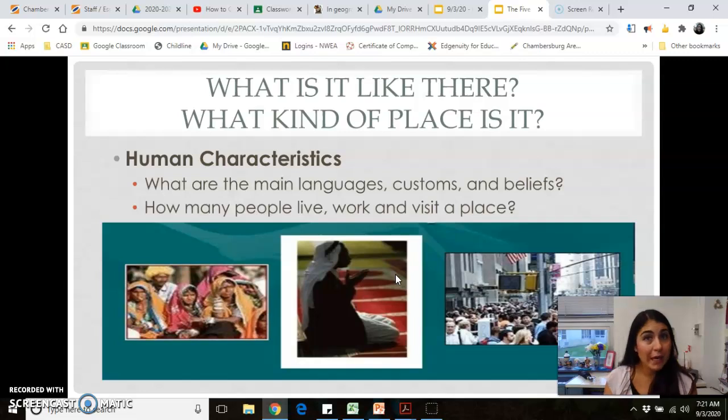So when we're thinking about human characteristics, that's what we're thinking about. We are thinking about what parts of the human is there. So what are the humans doing? What are they working? What are they doing for fun? I think of the beach. Here in this place of Chambersburg, we don't have a lot of surfers. We might have some, but we don't have a lot of surfers. But you go to a place in Hawaii, you might have more surfers, because that's what the humans do.